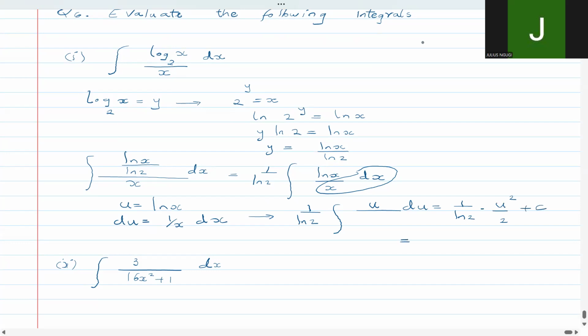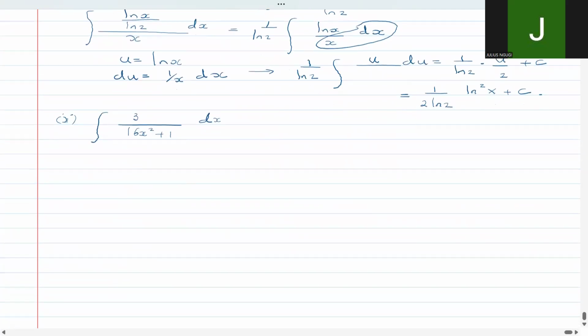Finally, we substitute back our u, which is now 2 times natural log of 2 in the denominator, and then the u becomes natural log of x squared. We can put natural log of x in that form, plus a constant c. That's the answer for number 1, Roman 1.